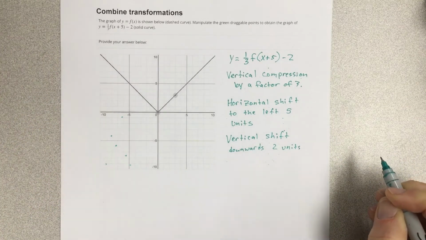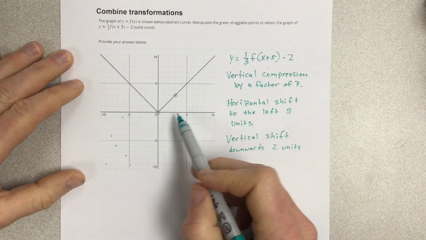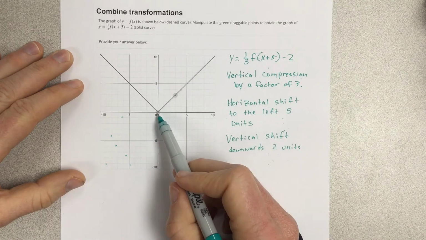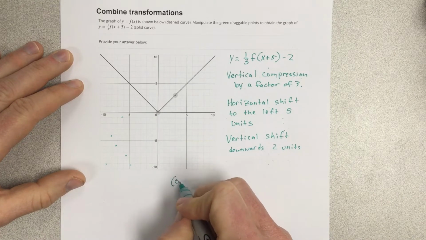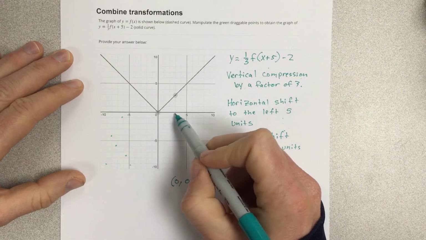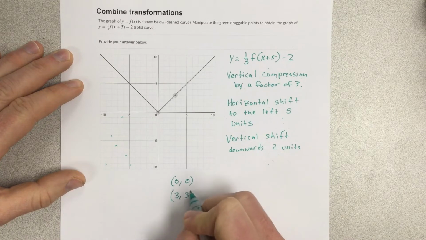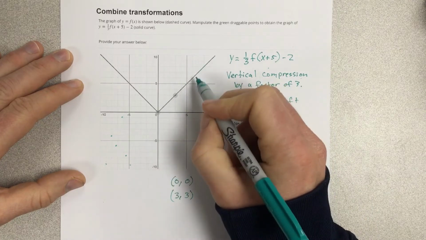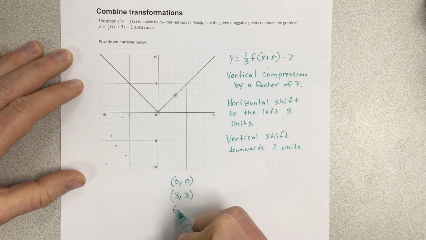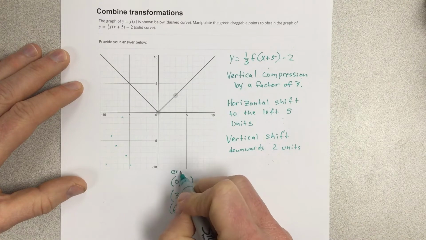So I need to combine all these things together. The first thing I'm going to do is look at a coordinate that I can basically compress by a factor of 1/3. So I'm going to write down a couple coordinates. I got 0, 0 on there. And I'm going to pick them smartly. I'm going to be dividing by 3. So let's pick 0, 0, then let's pick 3, 3, and then let's pick 6, 6. These are the original coordinates that I'm going to change.